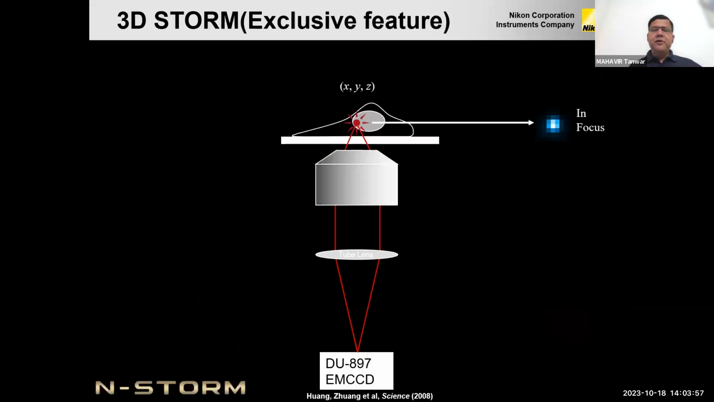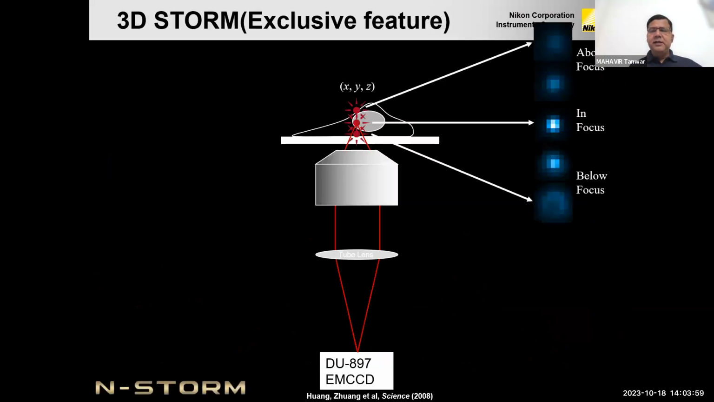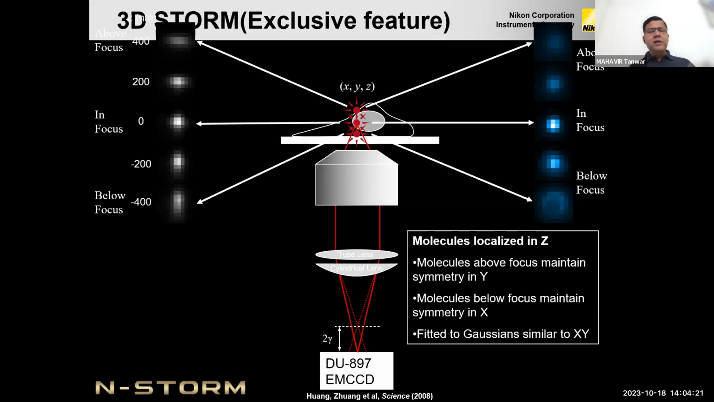Now, STORM can also be performed in 3D. That was 2D. Now, how to perform 3D? Between the camera and the objective, we insert a cylindrical lens to create an astigmatism. Basically, I am creating a deliberate aberration. Because 50 nanometer is a very, very small resolution, to recognize which is above and which is below, we have to do something.